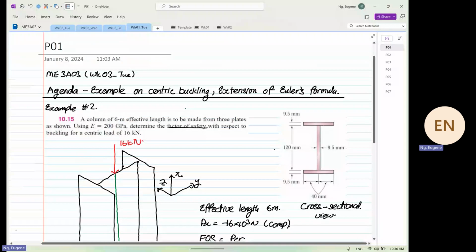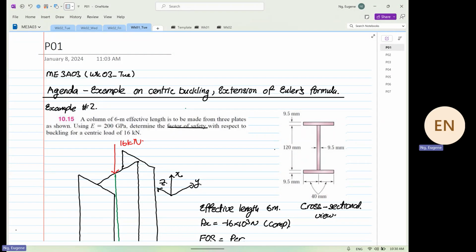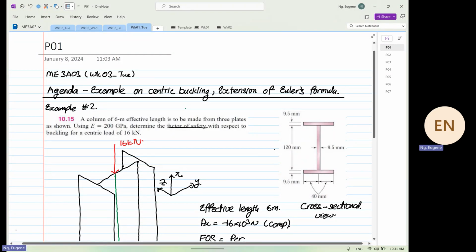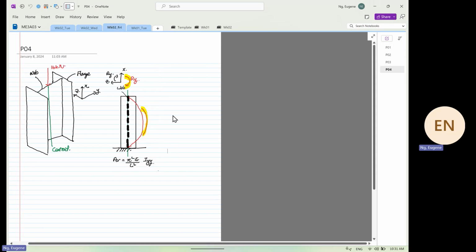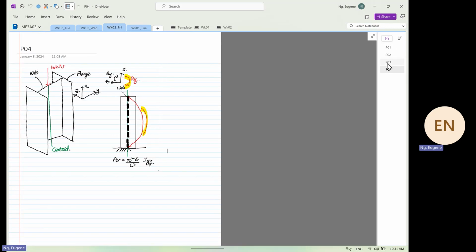We'll do an example of centric buckling. Then I'm going to teach an extension of Euler's formula. Don't worry, not too much equation, pretty straightforward stuff, okay? So last week, this is what I copied from on Friday. I just took the example across. You have this already, okay?